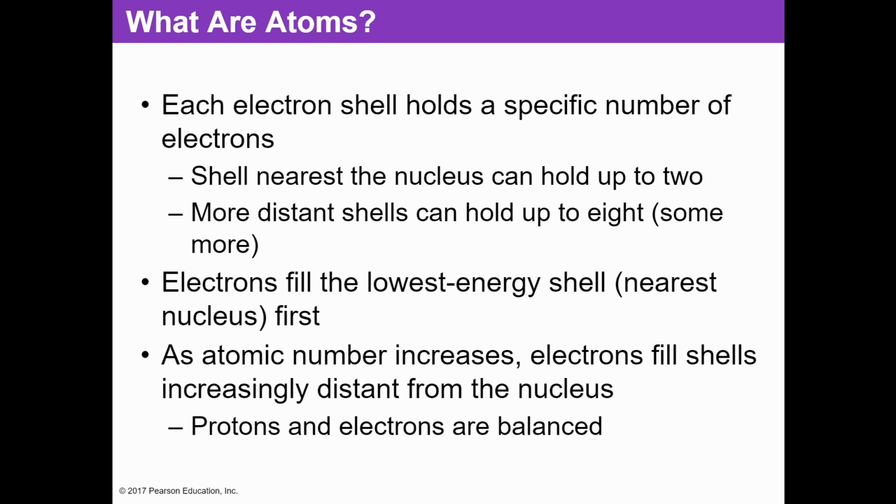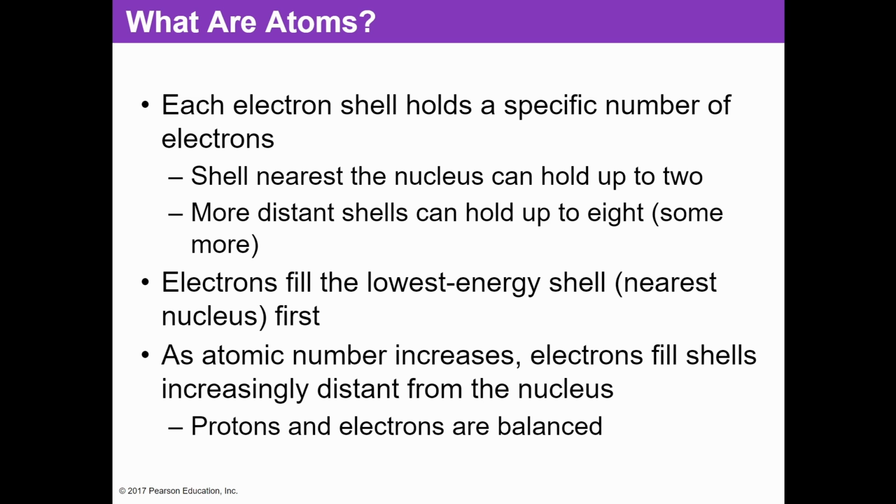And that's because each electron shell holds a specific number of electrons. The shell nearest the nucleus can only hold up to 2, whereas more distant shells can hold up to 8. Some hold up to more than just 8, and electrons will fill lowest energy level shells, or nearest the nucleus, first before moving outward. So there is some organization here to the subatomic particles, specifically the electrons, and how they function.